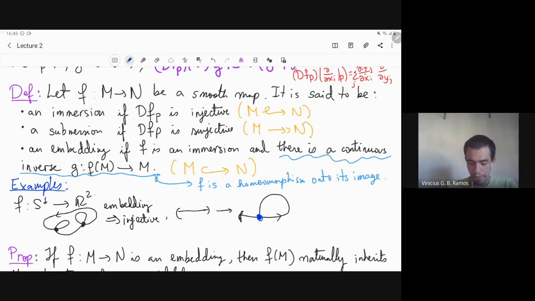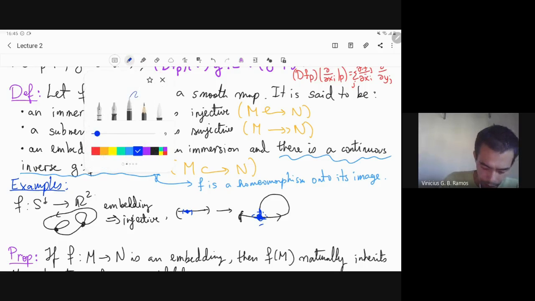if you try to map this over here, this is not going to be a diffeomorphism, not even a homeomorphism. Okay, because the topology here is different from the topology of this. So this point here will have only one preimage, say, somewhere here, but its neighborhood is not taken to the neighborhood of this point in this image. Okay, so this is not an embedding.